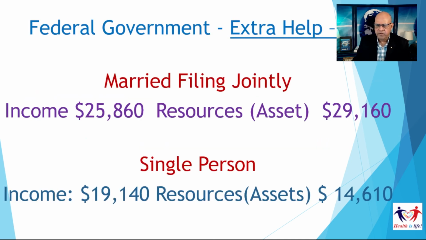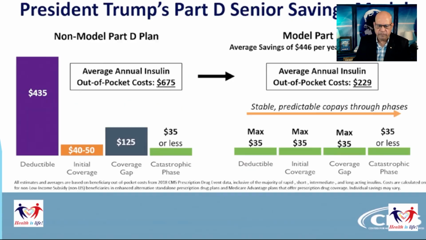And it's also an income-based subsidy. Low-income subsidies are available from the federal government for people who have low income. If you are married and filing jointly, have an income of $25,860 or less, and your total assets are less than $30,000, you may be eligible for financial assistance for your prescription drugs. Okay, I talked about the insulin coverage, which was like $675 before Trump introduced this Part D senior savings program, and now the cost has been cut by almost two-thirds to $229 per year.